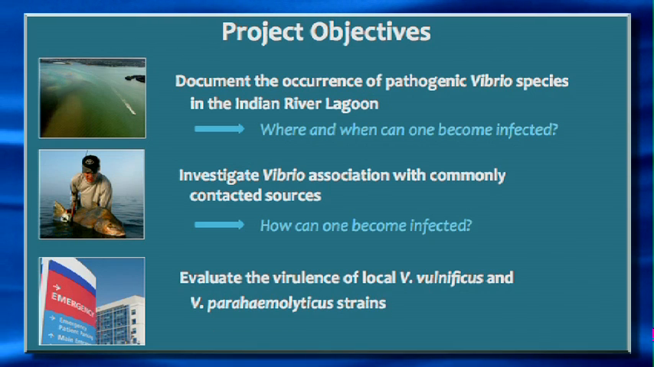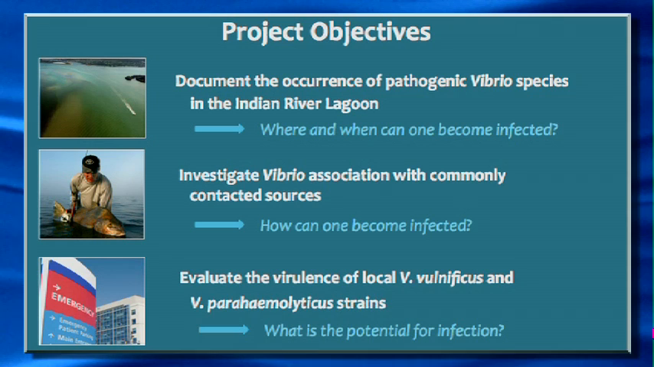And for this, we're only really looking at vulnificus and parahaemolyticus. We're not as focused on Vibrio cholerae just because we don't usually have pandemics like cholera here. And our goal with this is to tell you what your potential or your chances are of becoming infected from these bacteria. So where are we looking in the lagoon?